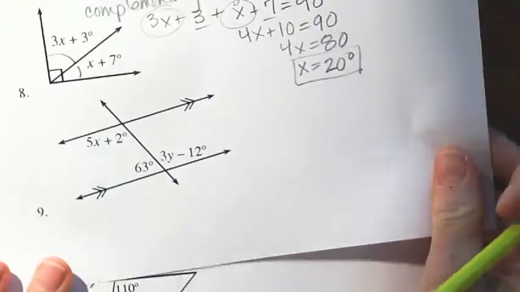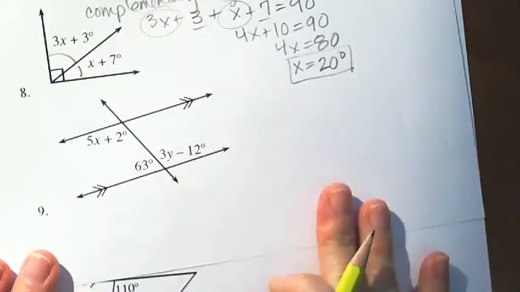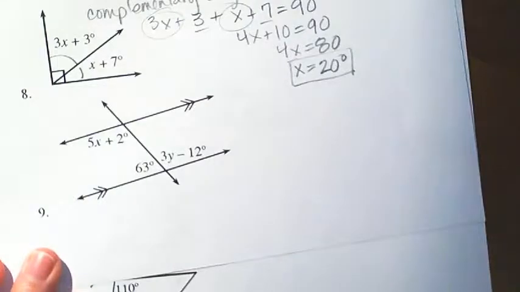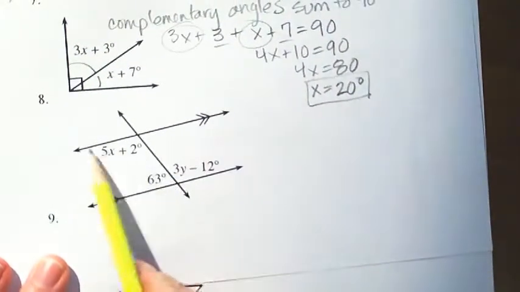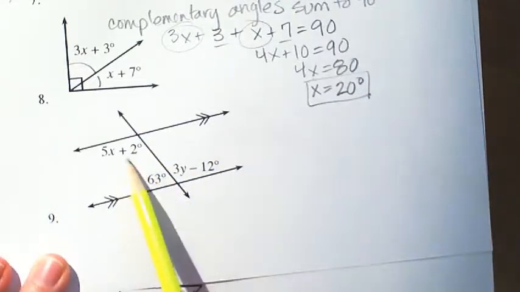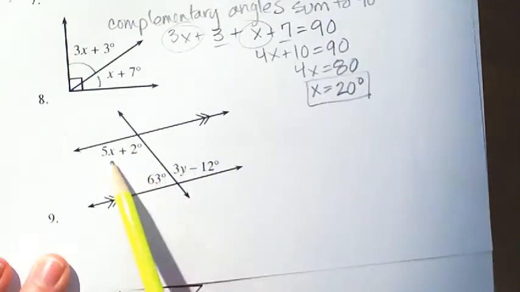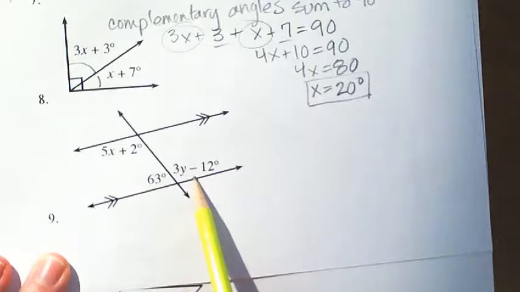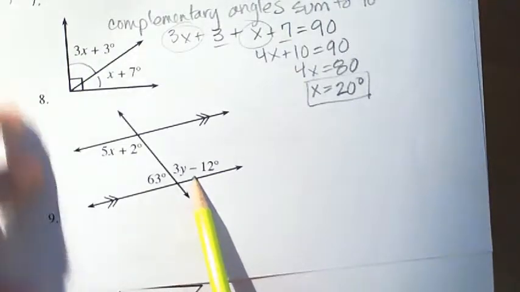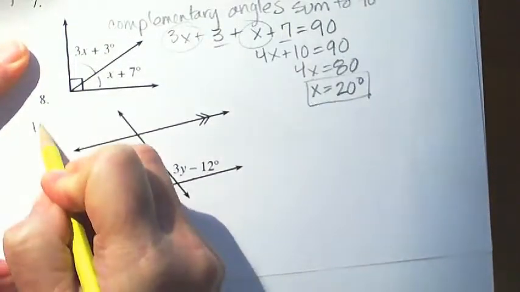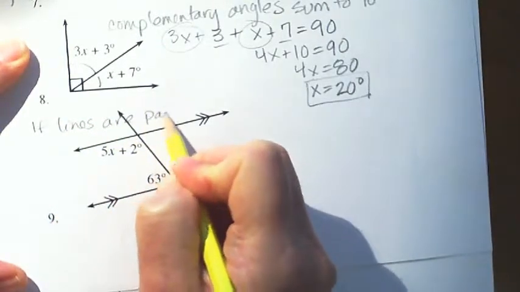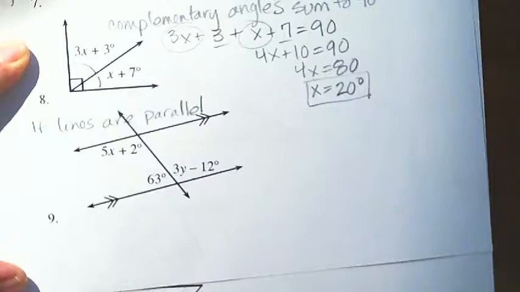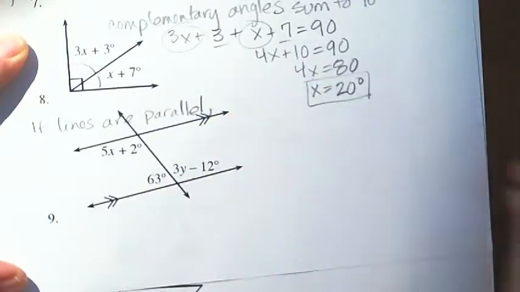Okay, number 9, and I think we'll stop here for today because I know you've got some con exercises you're probably going to be working on. We have parallel lines, and we have several things going on here. Oh, we've got an x and y. That means we're going to need to do two equations. So let's put: if lines are parallel. This only works if the lines are parallel.